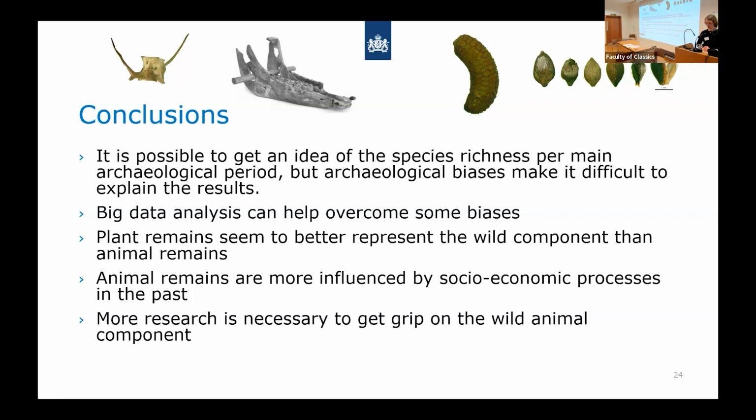Plant remains seem to better represent the wild component than animal remains. Maybe it is because plant remains have more influences from the wild within the human settlement than animal remains. And also because plant remains are more frequently used to study the landscape. So the questions that they ask to plant remains and the type of samples they take is different than for the archaeological data. And I think when looking at the results, I had the feeling that animal remains were more influenced by socio-economic processes in the past. So that was one of the conclusions. And therefore, more research focusing on specific species categories, regions or periods, or the use of new methods and techniques is necessary to get grip on this wild animal component.